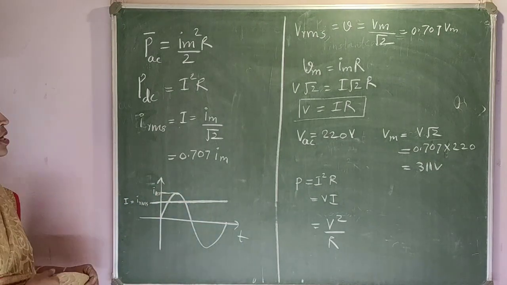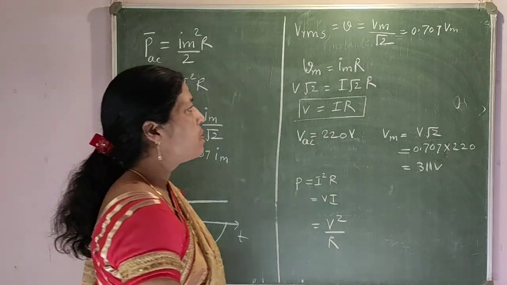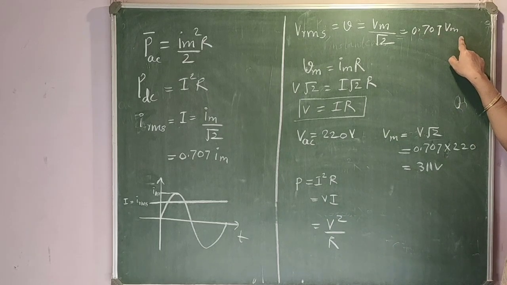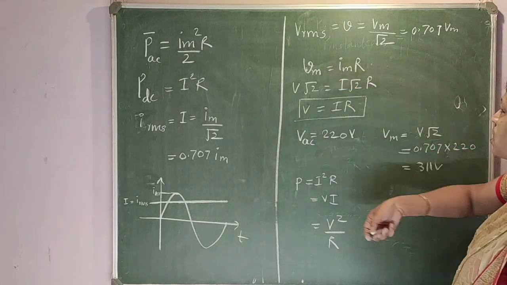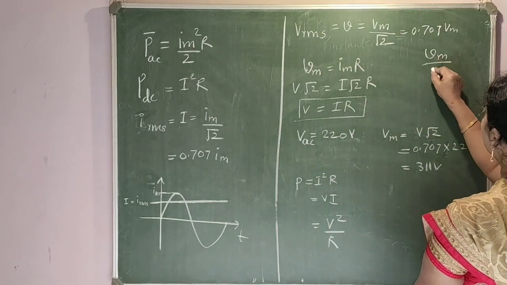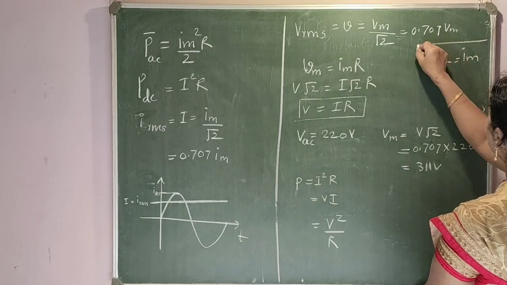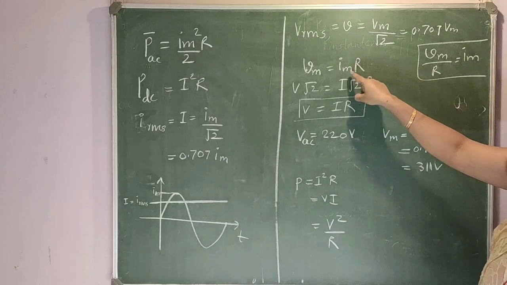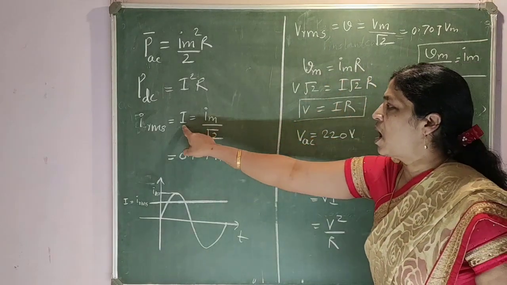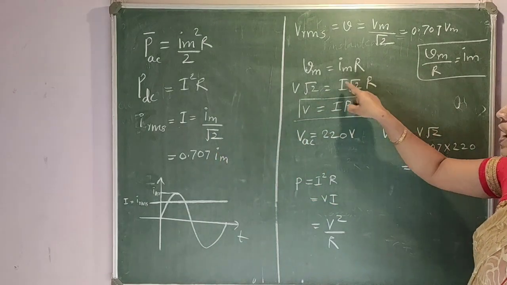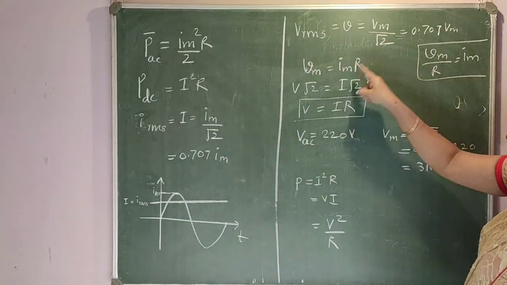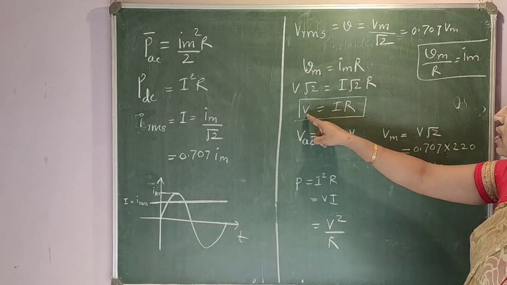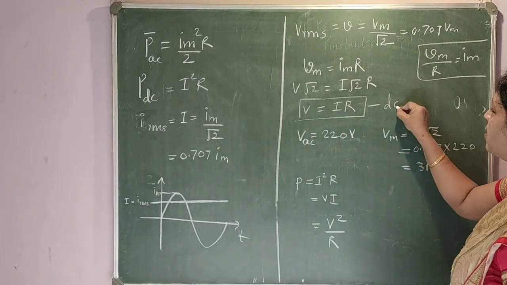Now VRMS, similarly, we can write as V maximum upon root 2, that is 0.707 V maximum. As we have already written this equation earlier, if you remember, V maximum upon R equals I maximum. So we can write V maximum equals I maximum into R. But what is I maximum? I root 2. And V maximum is V root 2. So V root 2 equals I root 2 into R. We are getting V equal to IR, which is the same as the DC equation.